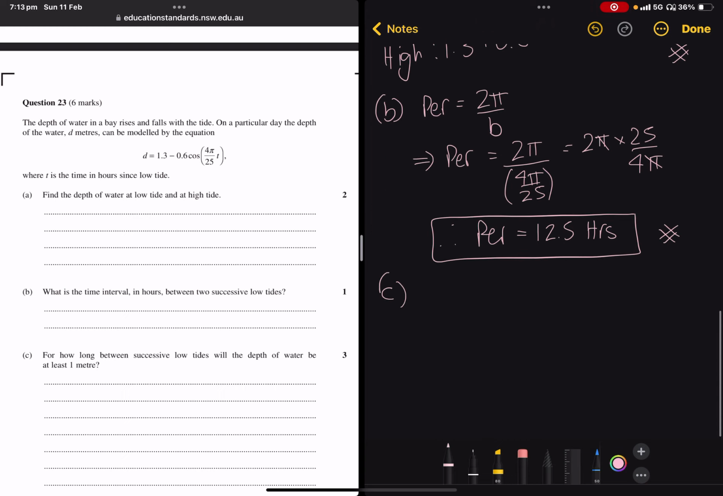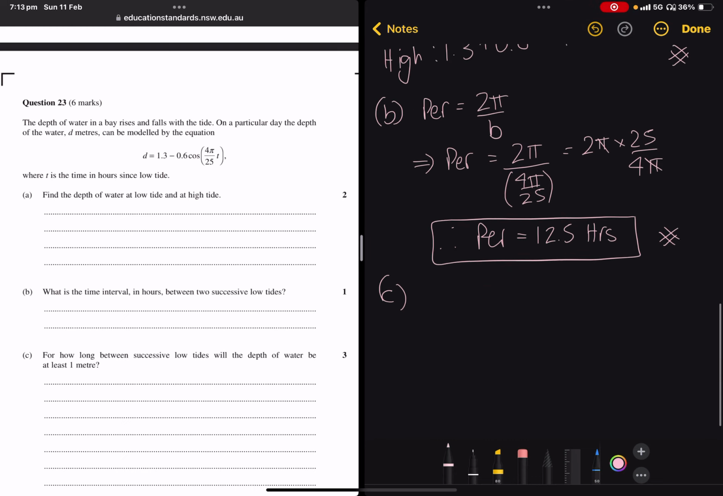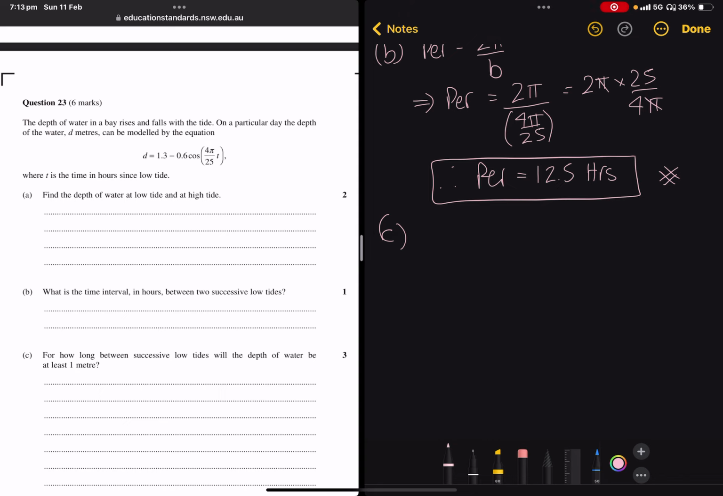Now for part C, we're asked, for how long between successive low tides will the depth of water be at least 1 meter? So now we're trying to solve this equation. We're trying to find particular points at which the tide will be 1 meter. And we might actually choose to graph this to give us some sense of what it is that we're after.